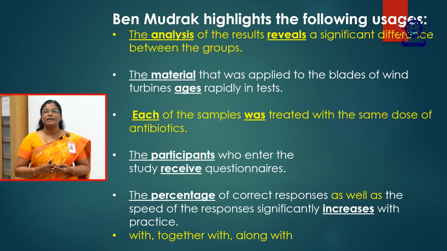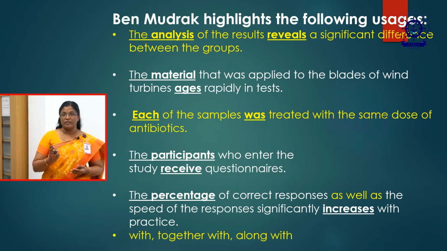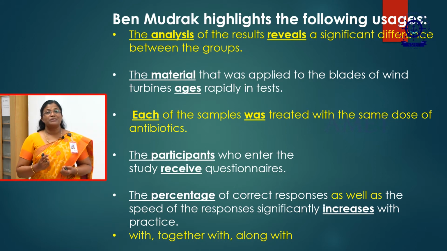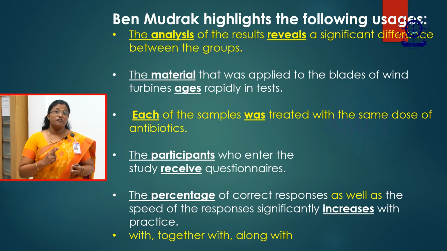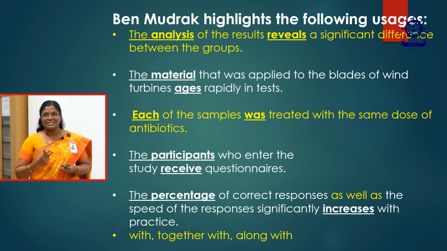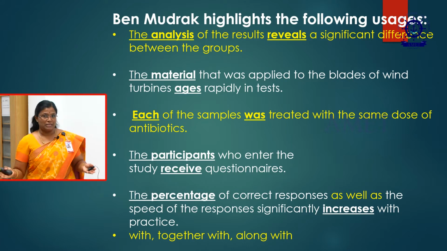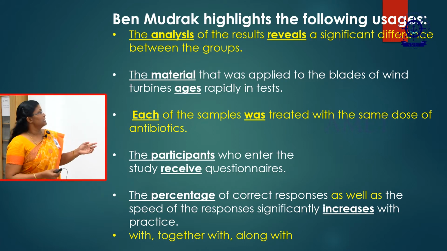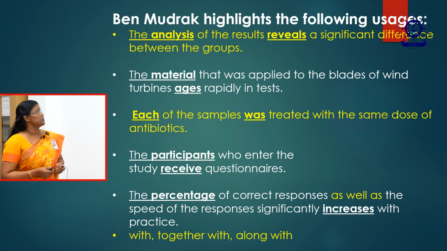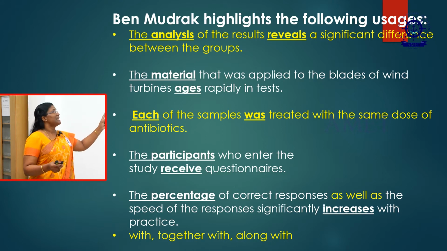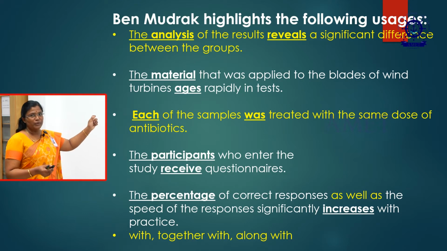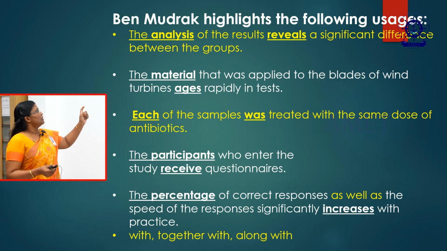For example, Raju and Ravi are good friends. Raju and Ravi, two subjects combined using the conjunction and, are good friends. Similarly, noun phrases can also be clubbed, two nouns can be clubbed, thus keeping the subject and verb apart. So, in the sentence, the analysis of the results reveals a significant difference between the groups, the subject is the analysis, which is a unit, a singular, which takes the verb reveals.